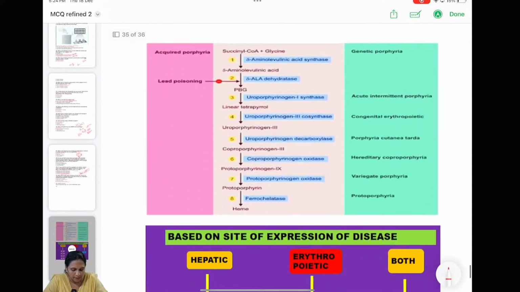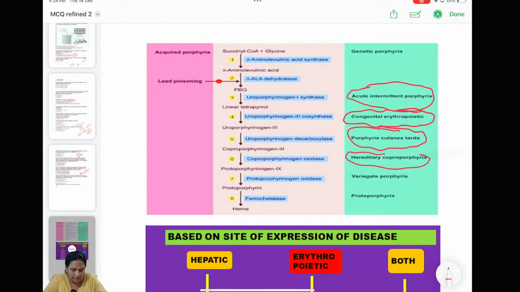Next one, acute intermittent porphyria is due to uroporphyrinogen 1 synthase defect. Congenital erythropoietic porphyria is due to deficiency of uroporphyrinogen 3 cosynthase. Decarboxylase deficiency causes porphyria cutanea tarda. Hereditary coproporphyria is due to coproporphyrinogen oxidase. Variegate porphyria is due to deficiency of protoporphyrinogen oxidase. Protoporphyria is due to deficiency of ferrochelatase. You will definitely not remember this. You have to paste it in your room and memorize it. Okay?